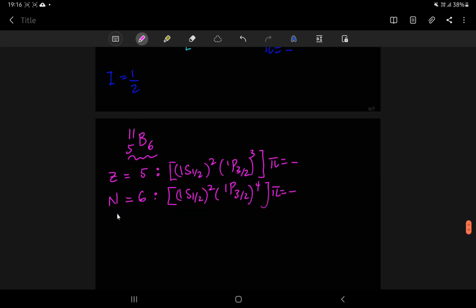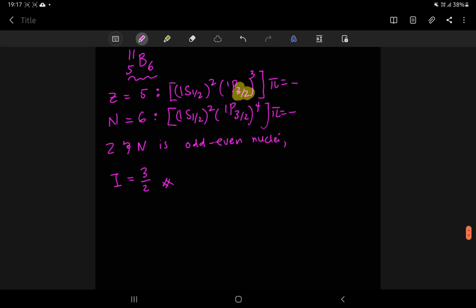Because Z and N are odd-even nuclei, we know that the contribution of the spin is from the Z itself, from the proton. So I total is, we just look at the last number of the spin state over there, which is 3/2. Okay, so that's the total spin.